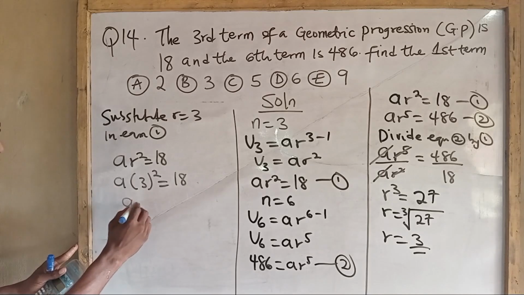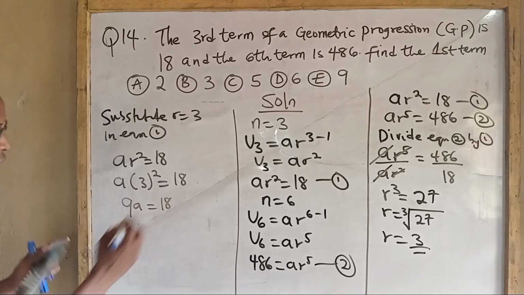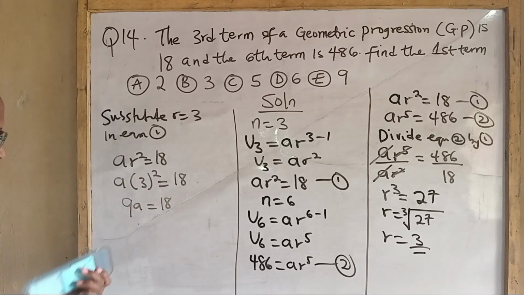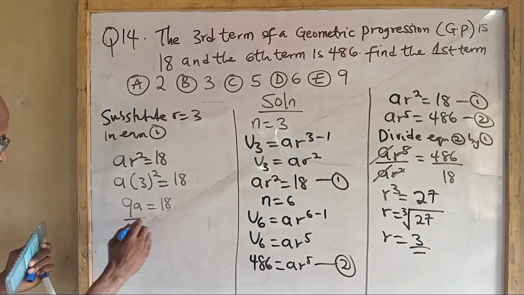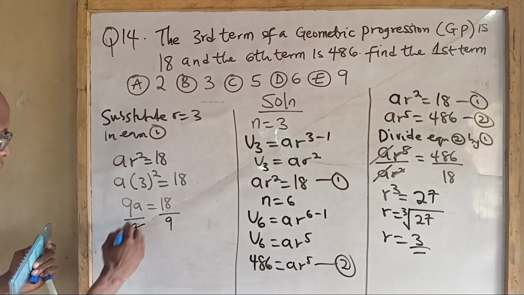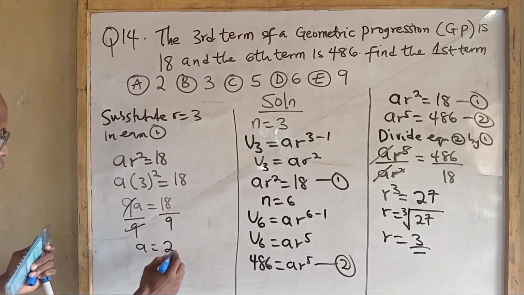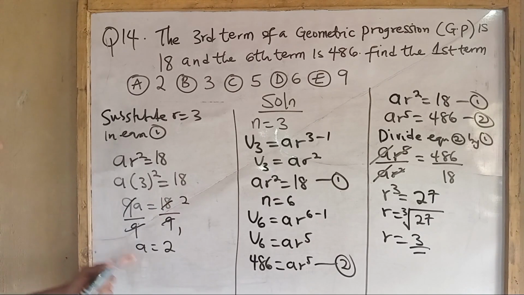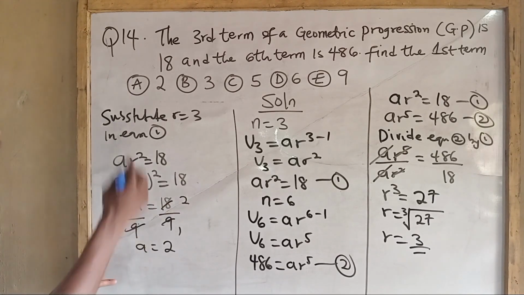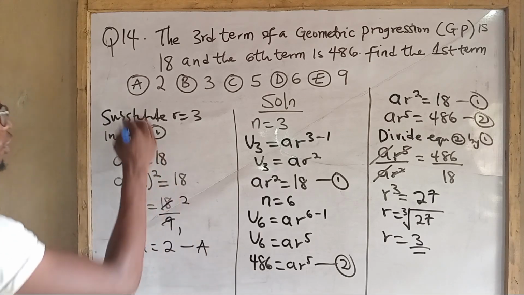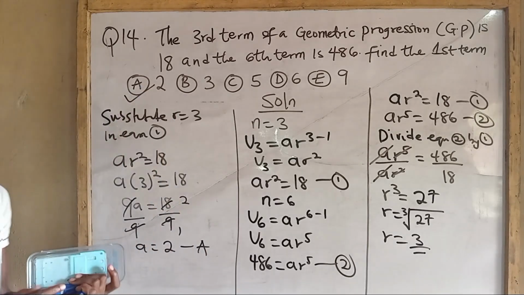So 9 times a gives 9a is equal to what? 18. So to get the value of a, we divide both sides by what? By 9. So this by 9, this by 9. So a is equal to what? 2. Because 9 here 1, 9 here 2. So the final answer for the first term is what? 2. So the answer is A. The option is A rather. So we are done with question 14.